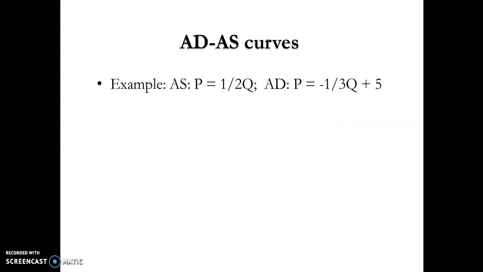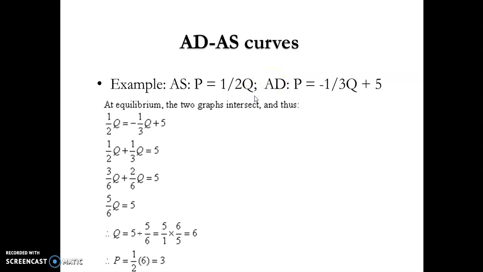So here's an example. You are given your equations for your aggregate supply over there and your aggregate demand curve. And you are asked to determine the general price level and output. So in order to solve that, you need to set your aggregate supply equal to your aggregate demand and solve simultaneously. So we've set these two equal.